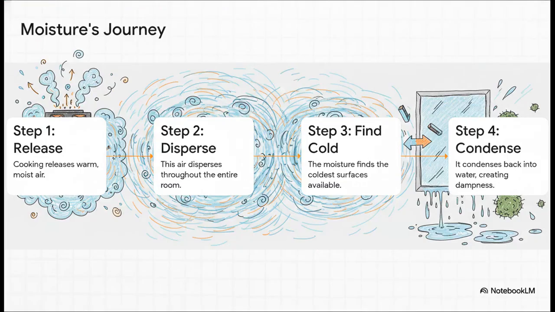So let's break down this little journey. First, your cooking releases warm, wet air into the room. Next, that air doesn't just hang around the cooker, it spreads out everywhere. And here is the absolute key. Step 3. That invisible moisture is drawn like a magnet to the coldest surfaces it can find. And finally, when it hits that cold surface, it turns back into liquid water. That's condensation, and that is mold's favorite food.